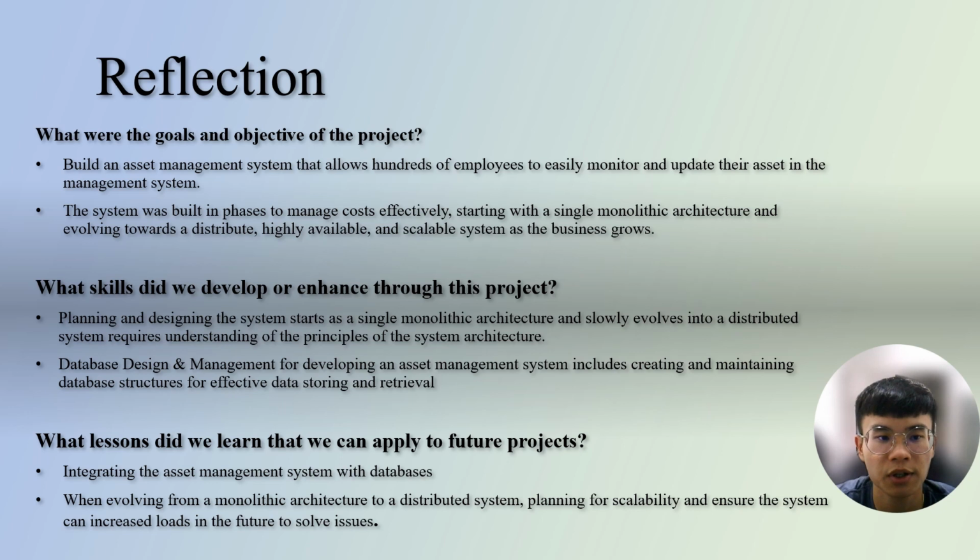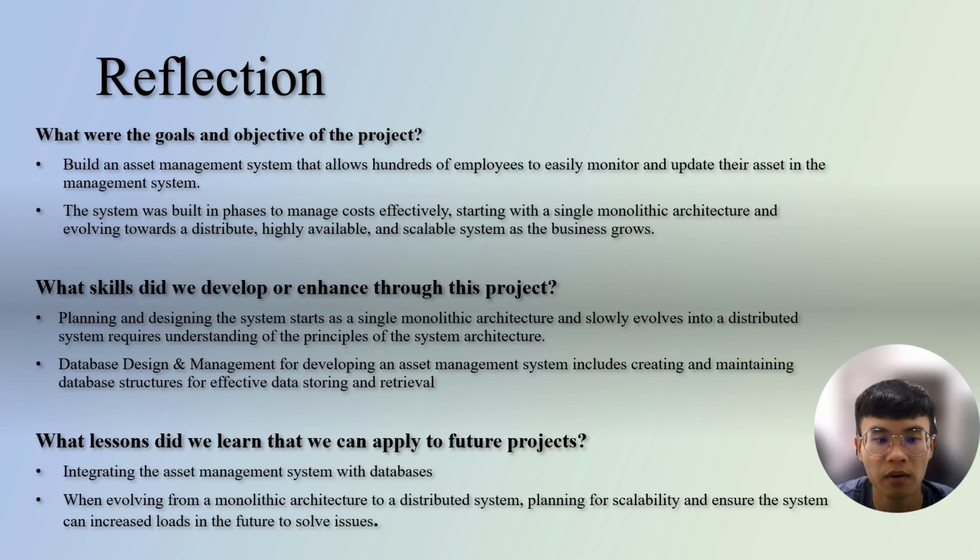Next, I will explain the reflections. What is the goal and objective of this project? We built an asset management system that allows hundreds of employees to easily monitor and update their assets in the management system. Not only that, the system was built in phases to manage the cost effectively, starting with a single monolithic architecture and evolving towards a distributed, highly available, and scalable system as the business grows. We ensure the architecture can scale effortlessly to support the anticipated business growth while maintaining performance.